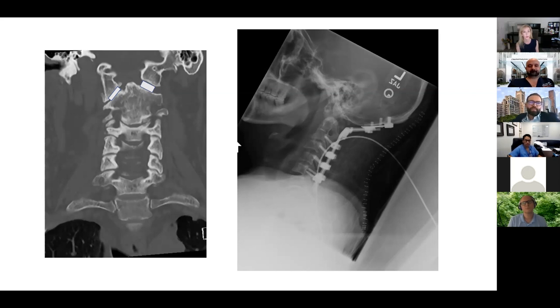But anterior support, like support in that location, if there's an opportunity to do that, I'm definitely a proponent of doing it, especially if you're not going to go anterior and do an odontoidectomy or resect the odontoid process, to prevent resettling.